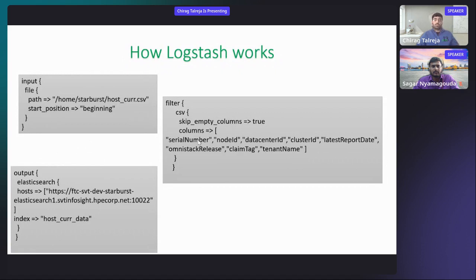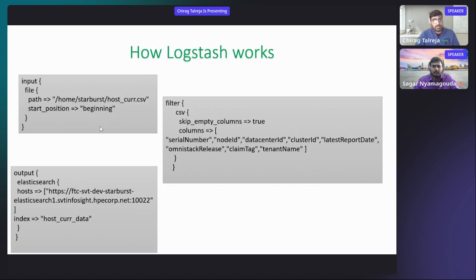Okay. So this is a simple Logstash pipeline. We do have the input plugin, which reads the data from our file. Here it's reading data from a CSV file, and its starting position is the beginning.